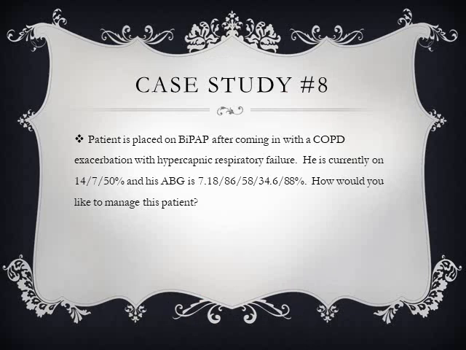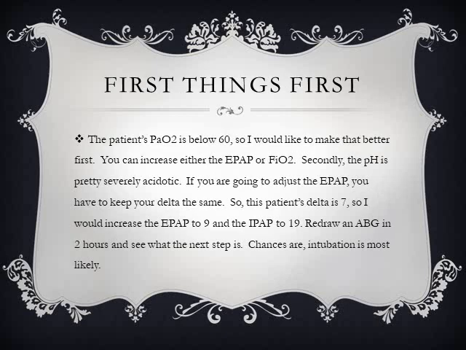All right, number 8. The patient is placed on BiPAP after coming in with COPD exacerbation with hypercapnic respiratory failure. 14/7, 50%, and that's what we have on his ABG. How would you like to manage this patient? So first things first, the patient's PaO2 is below 60, so we can probably make that a little better. You're probably not necessarily going to need them to get to a PaO2 of 80 or better, but a little bit above 60 is more tolerable. Increase EPAP FiO2.